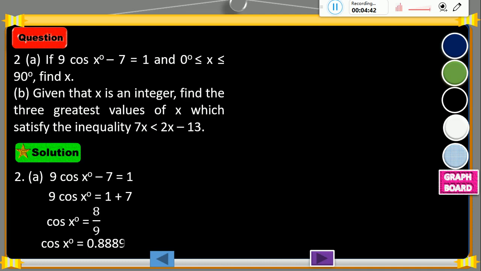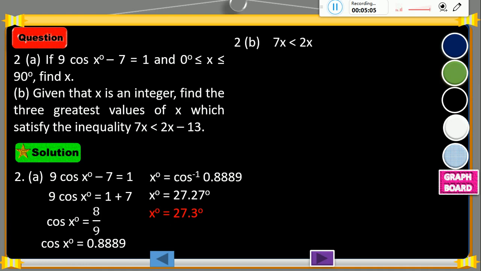Cos x is equal to 0.8889. x is equal to cos inverse of 0.889. x is equal to 27.27 degrees. And that is 27.3 degrees to 3 significant figures.